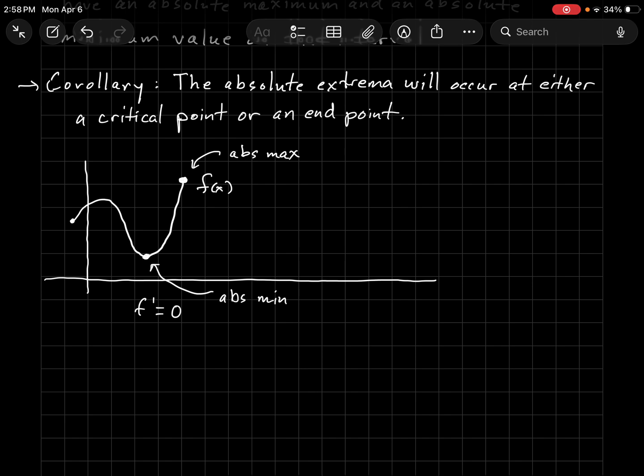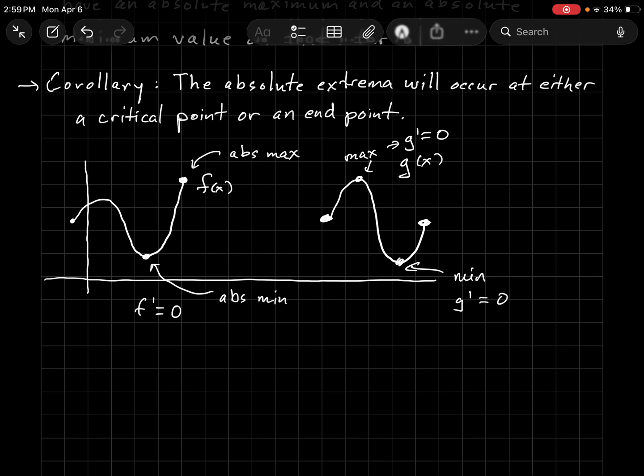I could draw another graph to show something similar. What if I have a graph like this? I'll call this g over here. It's going to be continuous. Now, where do the absolute max and the absolute min occur? Well, the absolute max is at a critical point, and the absolute min is also at a critical point. So the highest and lowest points on any graph must occur at a critical point or an endpoint.